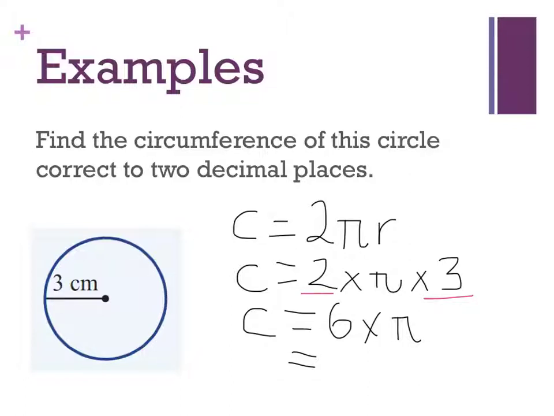6 times pi when I get it up on my calculator is 18.8495. To 2 decimal places, that's 18.85 centimeters, because I've rounded to 2 decimal places. Because that 9 was above 5, I've rounded that 4 up to 18.85 centimeters. That's it, guys. This should be revision from year 7 and year 8.